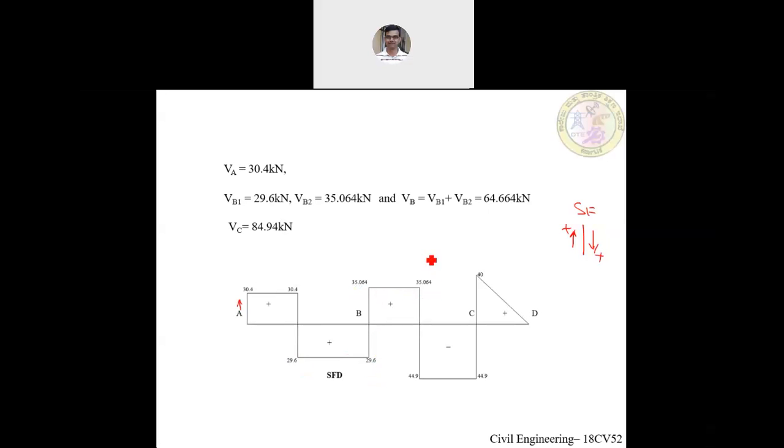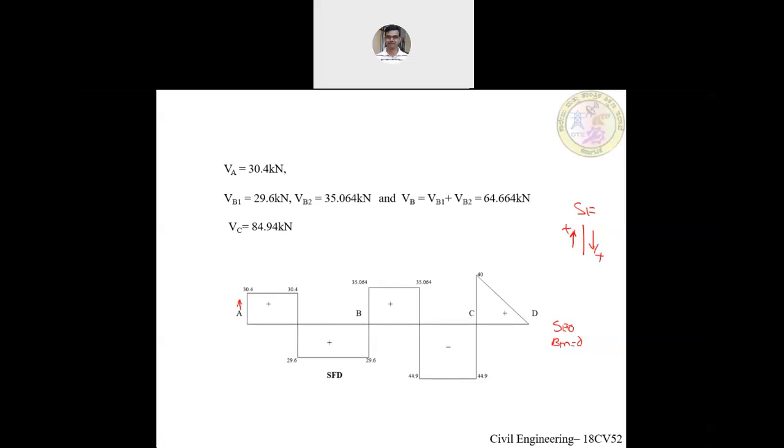Again, it is constant, and we're going to apply the concentrated load at this joint. It goes minus 44.9. Again, at joint C, we have minus 44.9 plus 84.94, it becomes 40. And we have a uniformly distributed load, because of which it varies in a linearly varying fashion, and it becomes 0 at the free end. We know that at the free end, the shear force should always be equal to 0, and the bending moment should also be equal to 0 at the free end. So that has to be achieved.